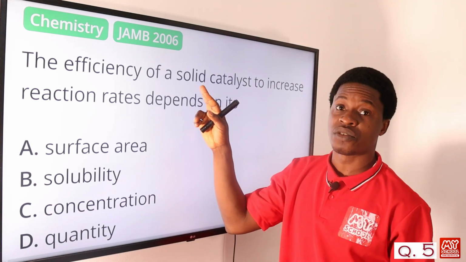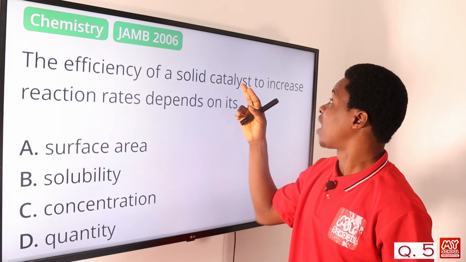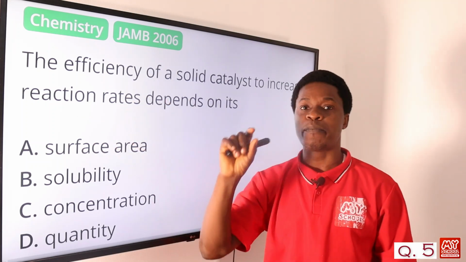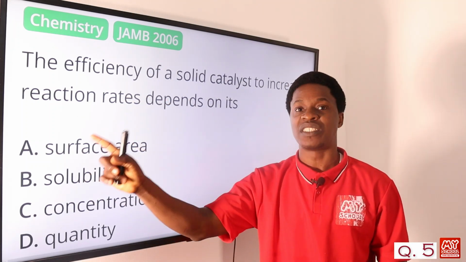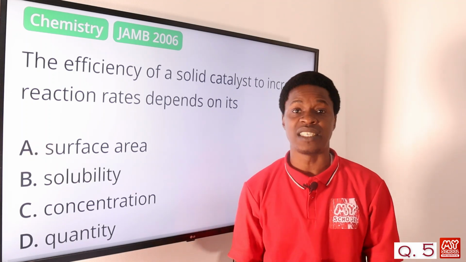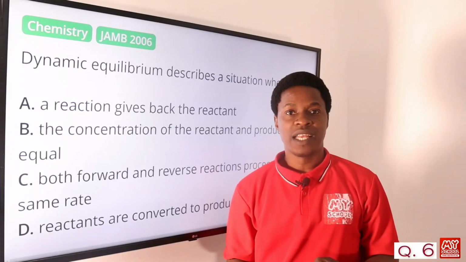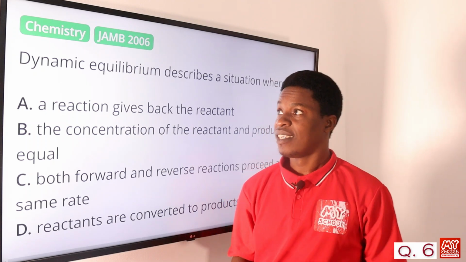So we are talking about a solid catalyst. The efficiency of a solid catalyst to increase reaction rate depends on its surface area. So the correct answer is option A. Let's move on to question number 6.